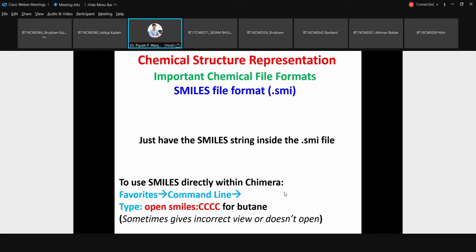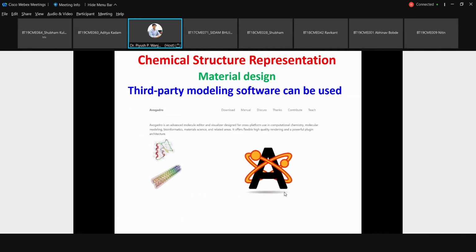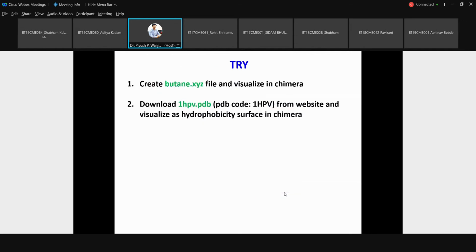And when you want to deal with material design aspects and structures like graphene, carbon nanotubes, or fullerenes, then you need some third party software like this Avogadro I have given. This is one example where you can construct such things. These also you cannot draw directly by hand. So you have to download the structures based on the requirement, and then do the required processing. So this is what we have understood. Does anybody still have any question?